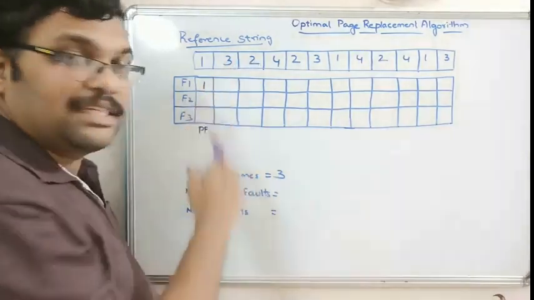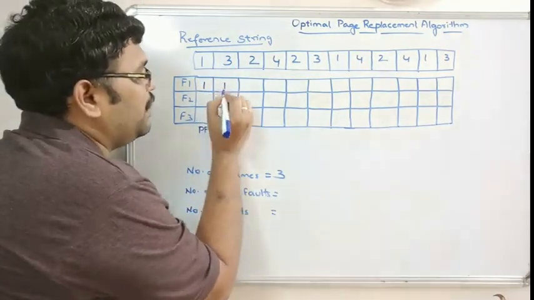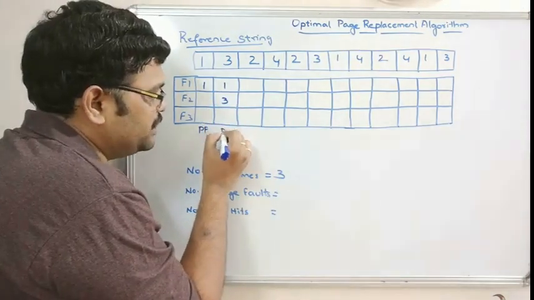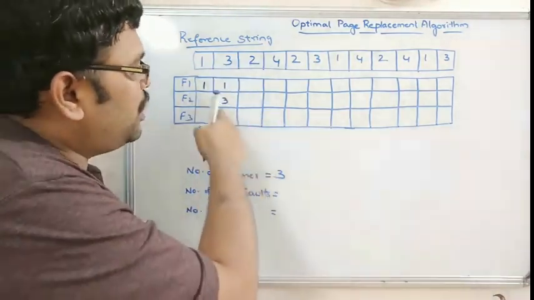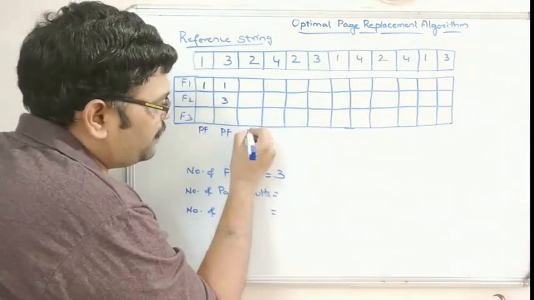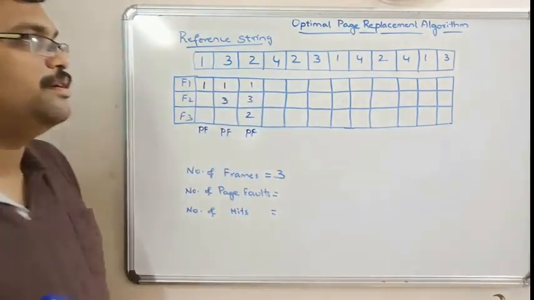Now the next reference string is 3. Again 2 frames are free, so I am loading it here. Again it is a page fault because 3 is not available in main memory. And 2 is also not available in the main memory, so again it is a page fault. And I will load this 2 in frame 3.